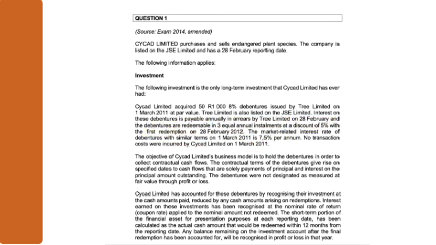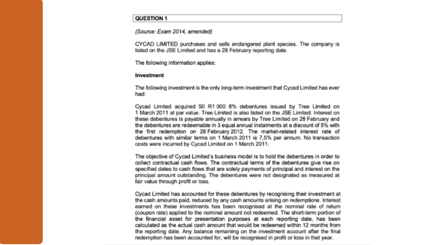The next paragraph helps us to categorize the investment, the financial instrument correctly. It says the objective of SciCat Limited's business model is to hold the debentures in order to collect the contractual cash flows. The contractual terms of the debenture gives rise on specified dates to cash flows that are solely payments of the principal and interest on the principal amount outstanding. The debentures were not designated as measured at fair value through profit and loss. Because of this paragraph, we now know that this investment, the financial asset, will be in the category at amortized cost. The given information then continues by explaining what was done.